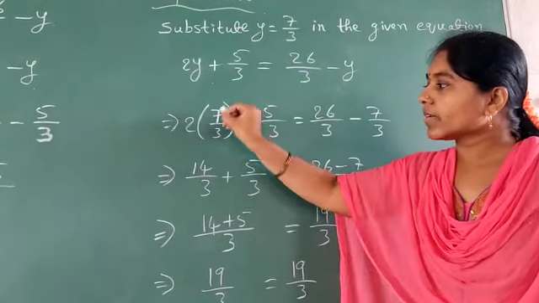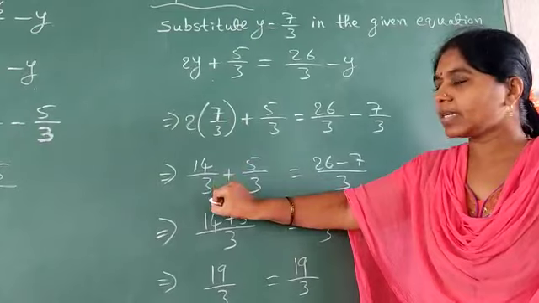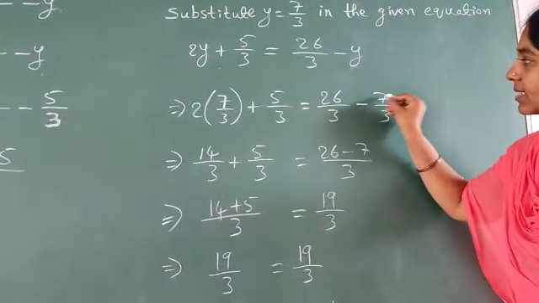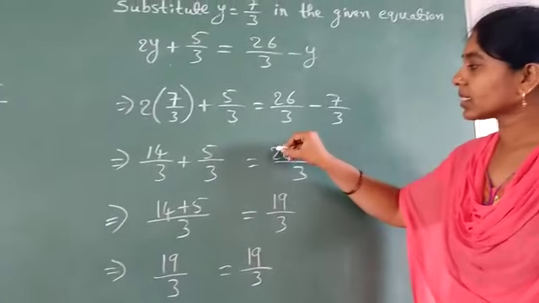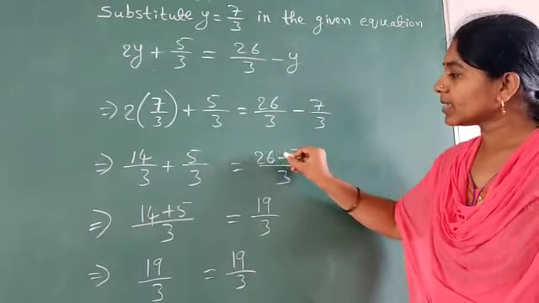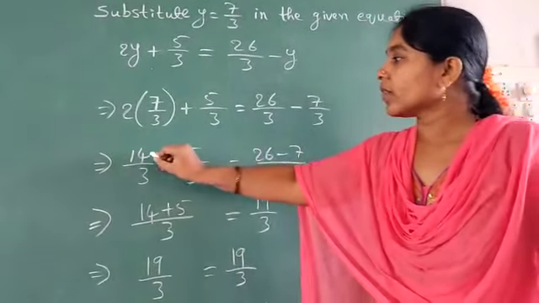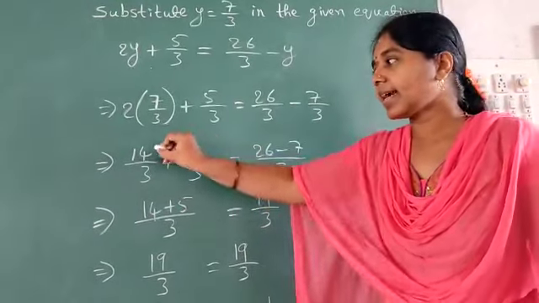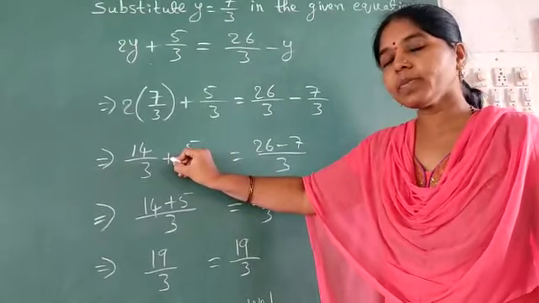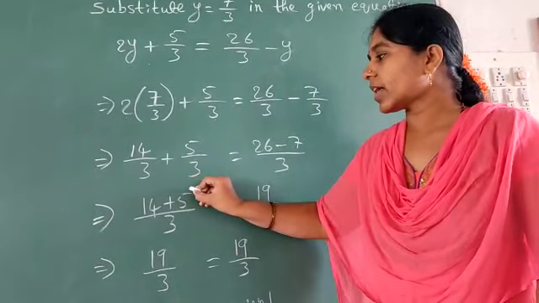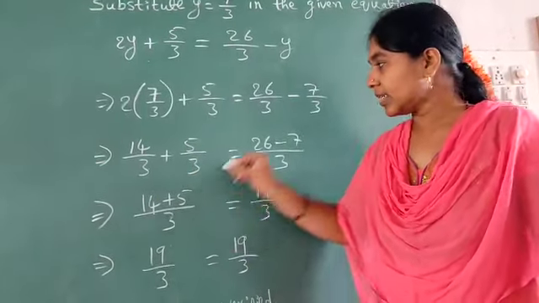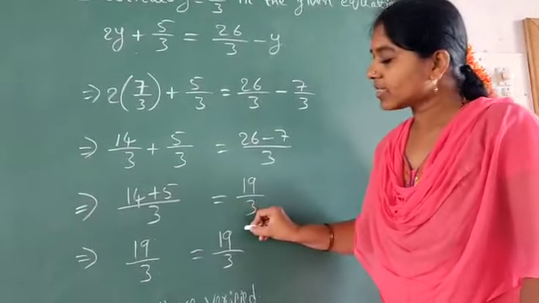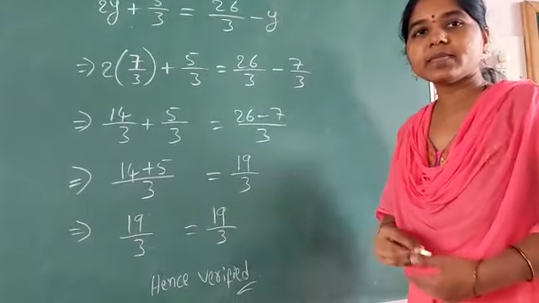Now 2 into 7, 2 sevens are 14 divided by 3 plus 5 by 3. Okay, 26 minus 7, denominators are same, subtract the numerators. 26 minus 7. Okay, 14 plus 5 divided by 3. Here denominators are same, then add, because in between we have a plus sign. 14 plus 5 is 19 divided by 3. Here 26 minus 7 is 19 by 3. Then LHS is equal to RHS, hence verified.